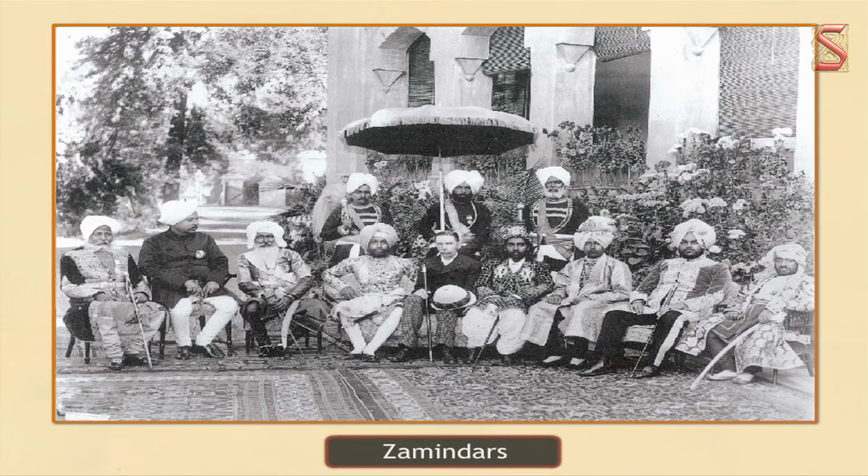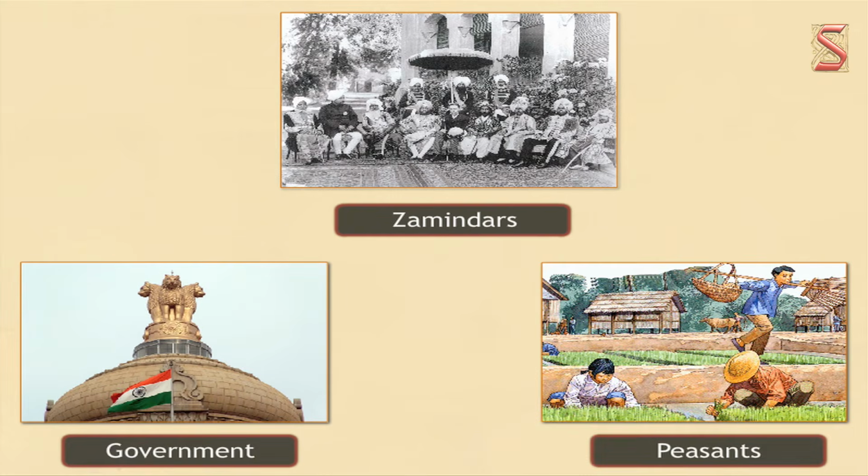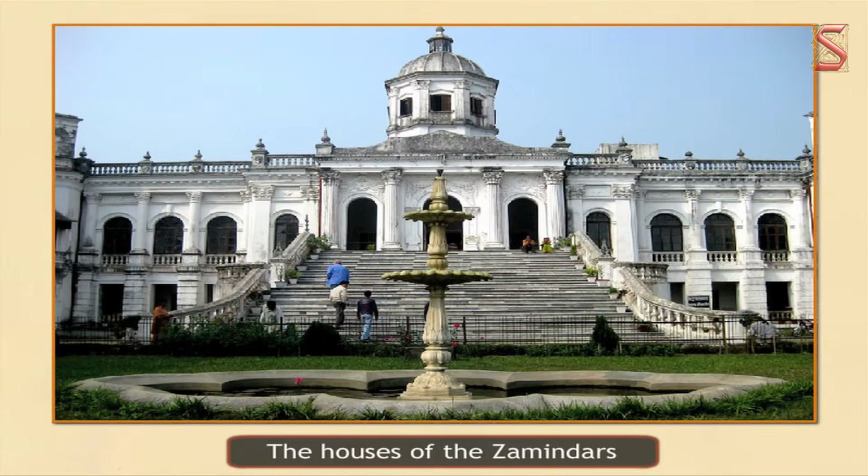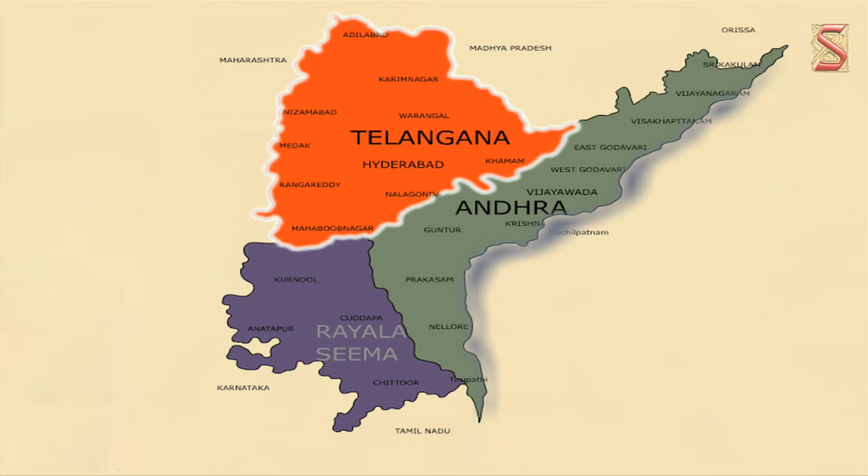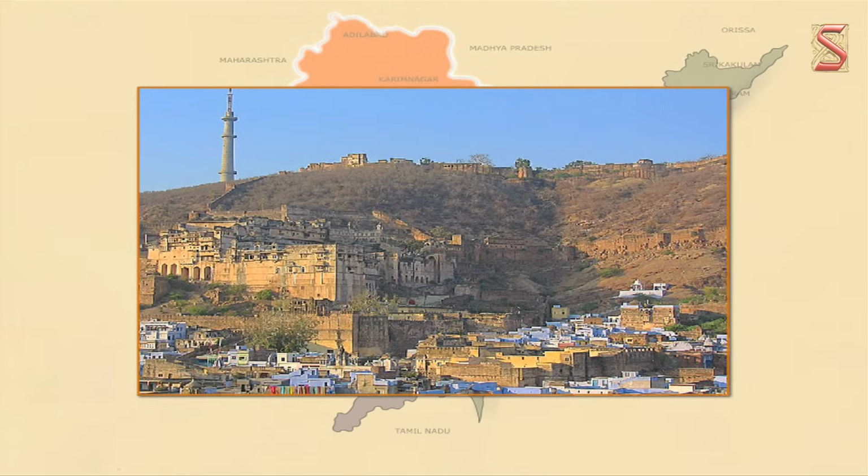The problems of the peasants were represented by the Zamindars to the government. In addition, the Zamindars also enforced the rules and regulations of the government imposed on the peasants. The Zamindars, as revenue collectors, were the links between the government and peasants. The houses of the Zamindars were similar to small forts, which were called Gadi in the Telangana region, that helped in gaining control over the nearby villages.